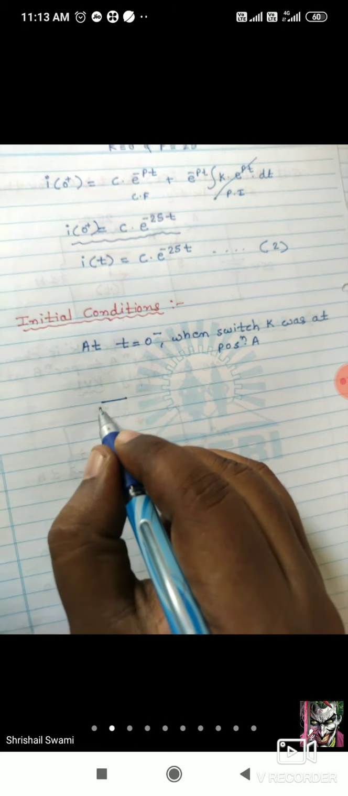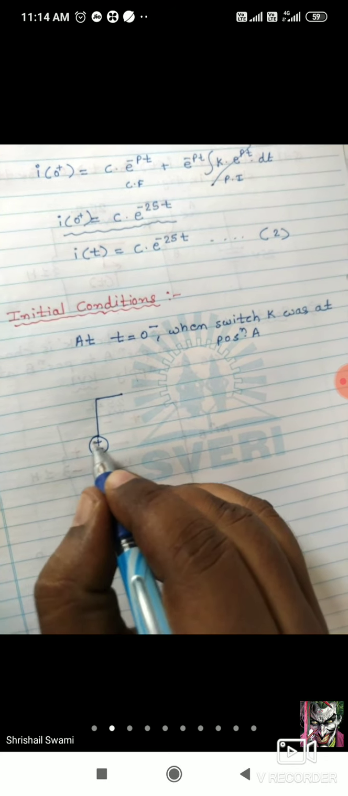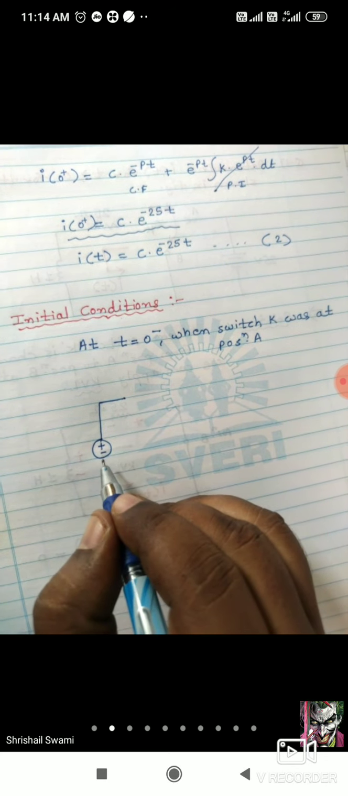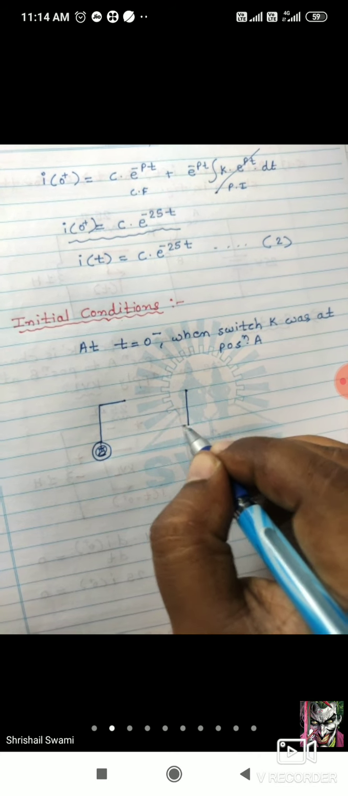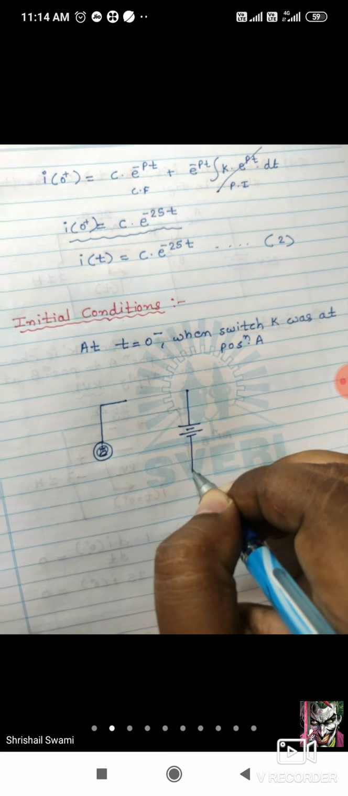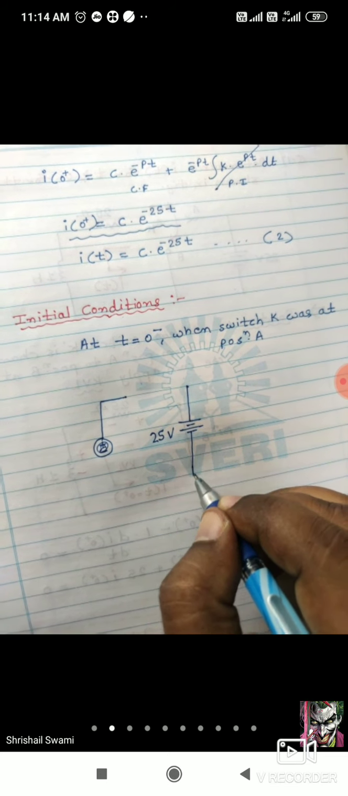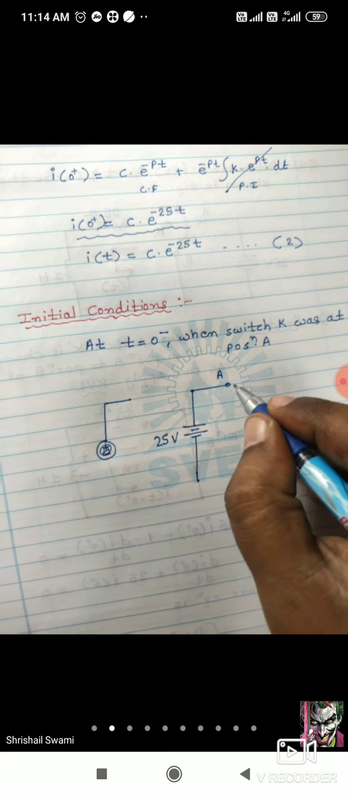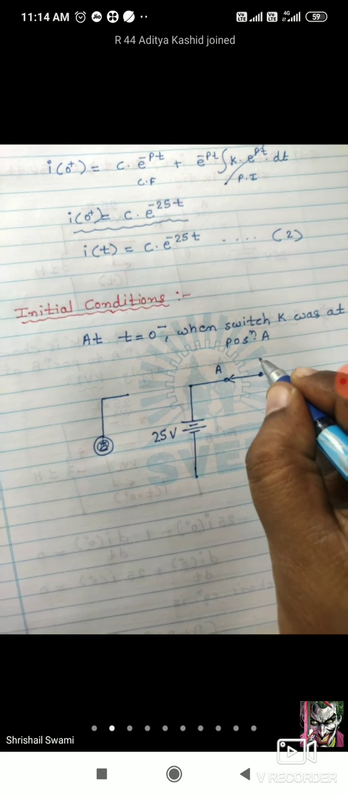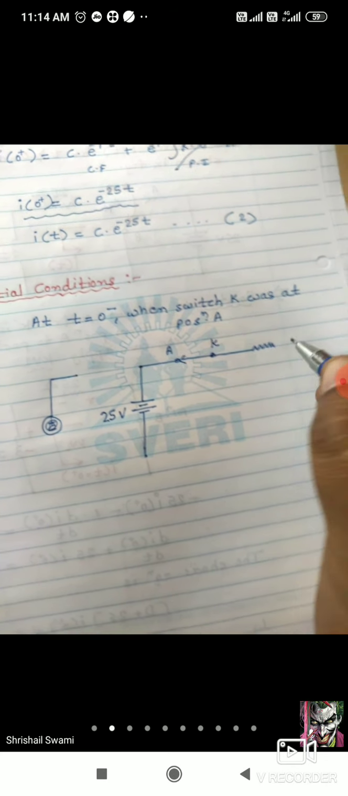So the switch, that is the supply voltage. If it is like this, draw it like this, or I had shown a battery, right. So you can show it as a battery. I will draw it here. This is called a battery. This is 25 volt. So the switch position is at A. The switch is K. Resistor will remain the same.